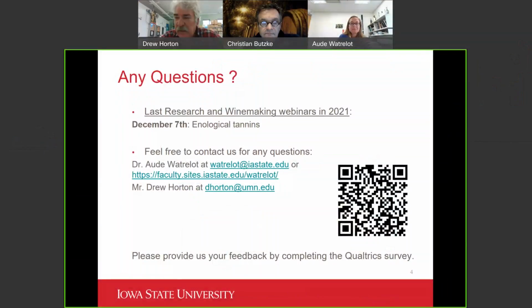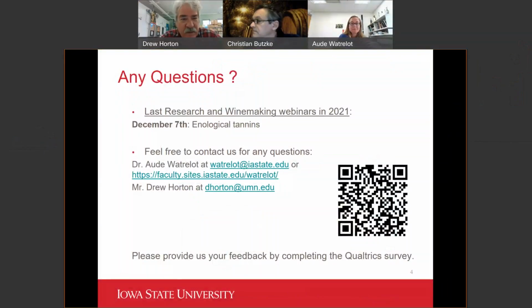Ode and I just finished, last month, an experiment on using whole cluster fermentation with Marquette, both to look at phenolics in general, not just tannins, but also color compounds, and to see what it does to the smell, flavor, and taste of the wine. So certainly this work is being done, and as soon as that's ready, we'll get that information out.